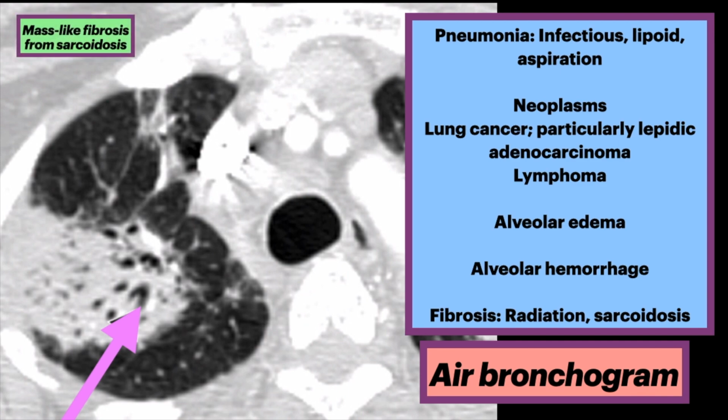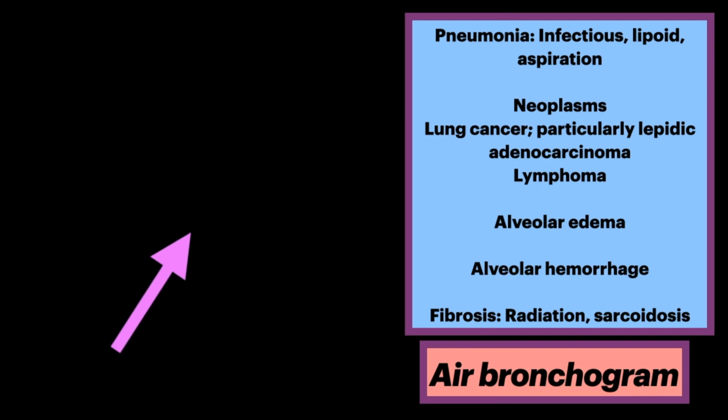For example, this axial CT in an adult female with sarcoidosis shows upper lobe peribronchovascular mass-like consolidation with intrinsic air bronchogram, secondary to sarcoidosis. Alveolar sarcoidosis and mass-like fibrosis from sarcoid can produce such findings.